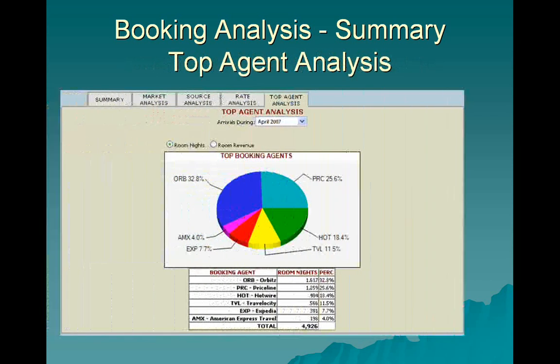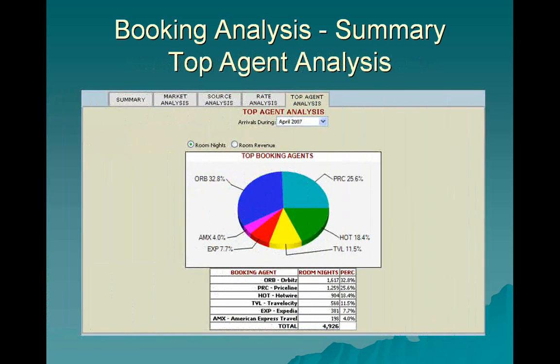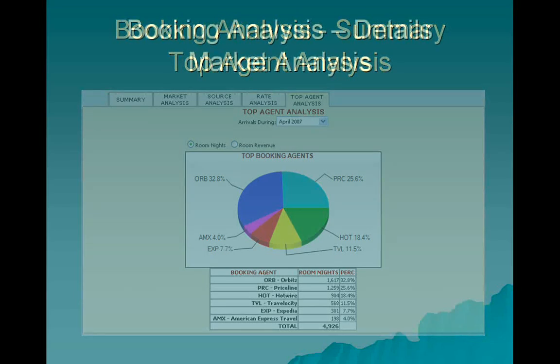The booking analysis, room nights by top agent, summary pie chart, depicts reservation information by reservation booking agents. This chart displays the count and percentage distribution for each booking agent. This information is also very important to the sales and marketing department, since it reports the business generated by each agent and the effects of implementing different room revenue commission strategies.